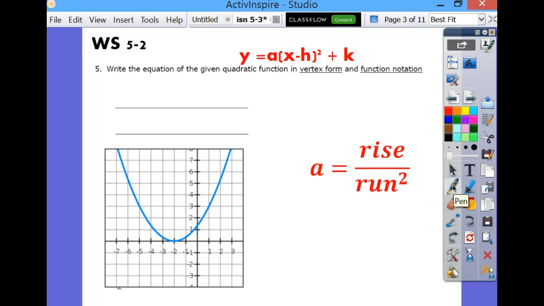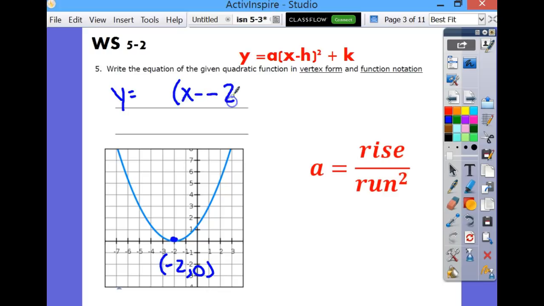This is problem number 2. This is homework 5.2, problem number 5. This quadratic formula is written over there on the side board. To fill in the quadratic formula in vertex form, we need the vertex. This is the vertex. I will come back to the a in a minute.